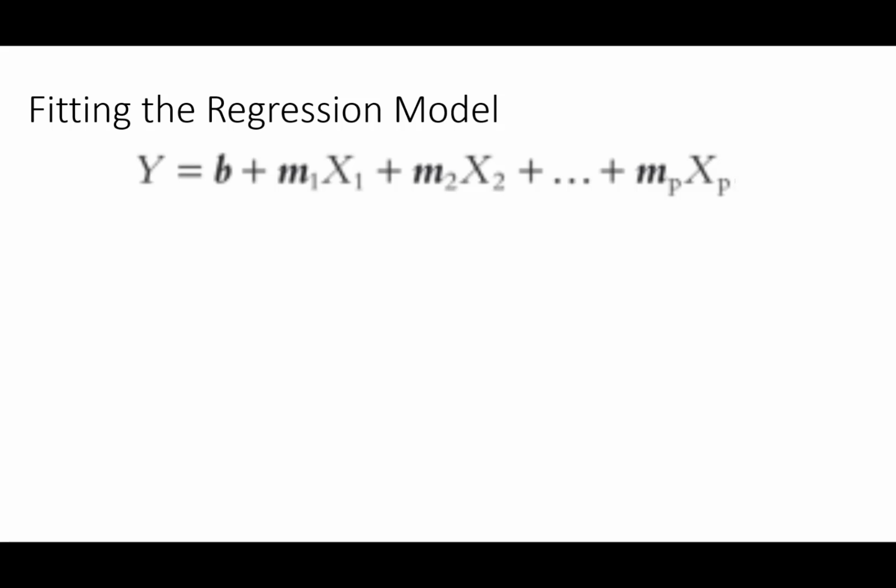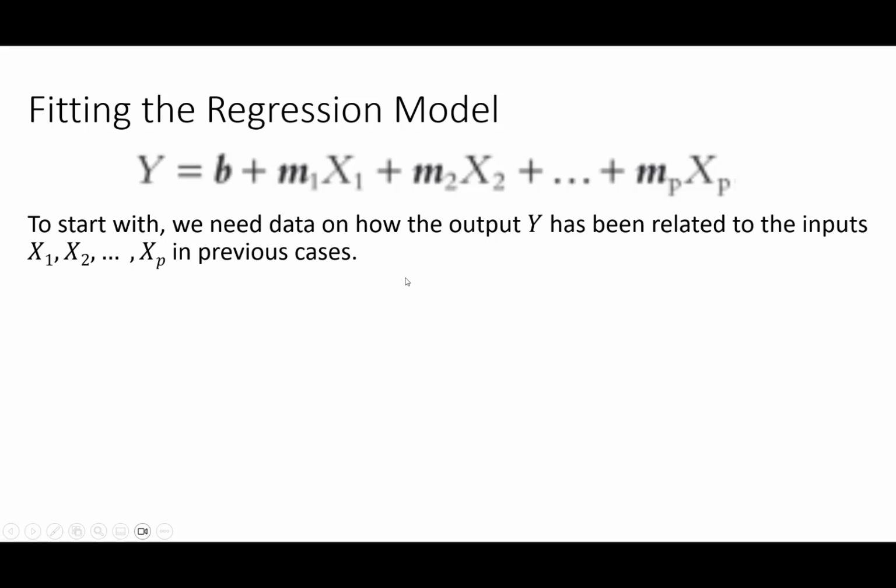All right, so here is the regression model that we're going to be using: the output variable y is equal to some intercept, b, plus the first slope times the value of the first variable, plus the second slope times the value of the second variable, etc. To start with, we need data on how the output y has been related to the inputs in previous cases. So you need data from past observations or a survey or something like that, so that you can come up with what the b is and what the slopes are that need to be used to predict what y will be in a given situation.